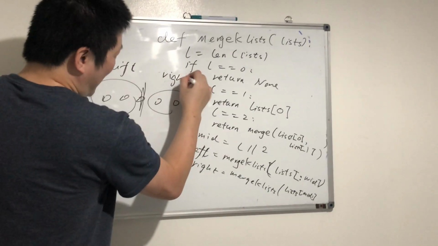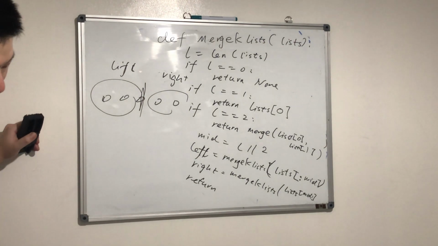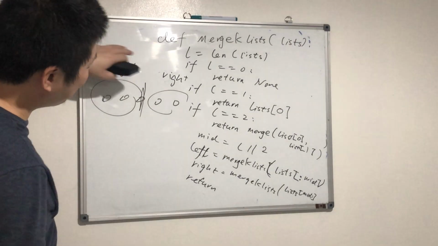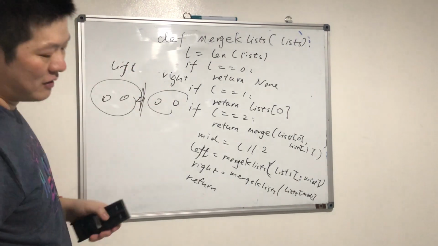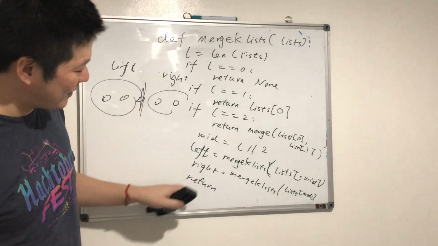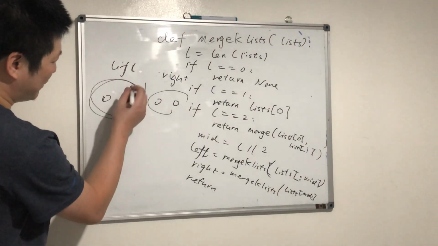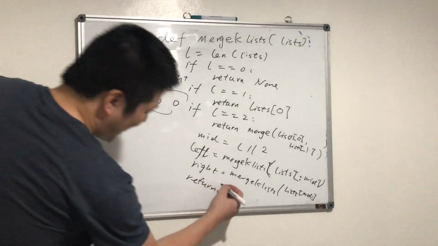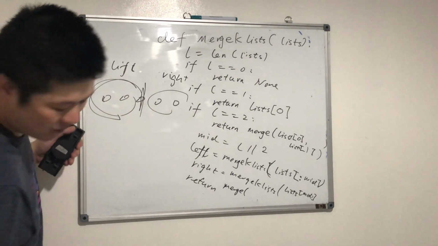So what should we do now? The last sentence, return what? We have left, right. We have 2 lists, and then we have merged the left part, left plus right. Merge, yes. Merge left and right. Yeah, well done.